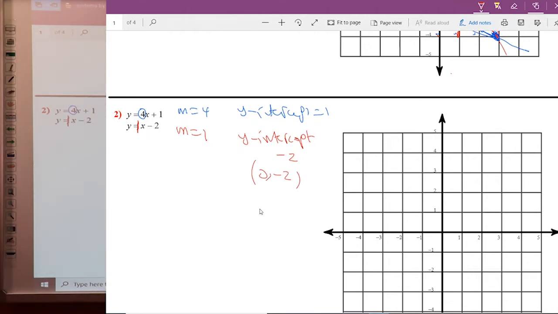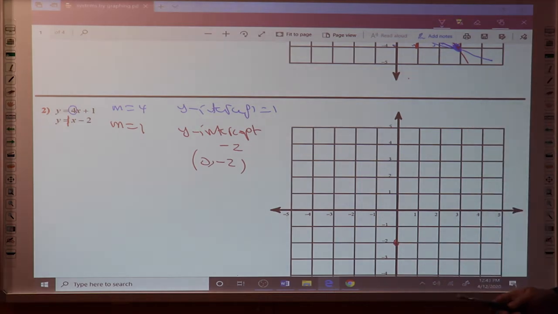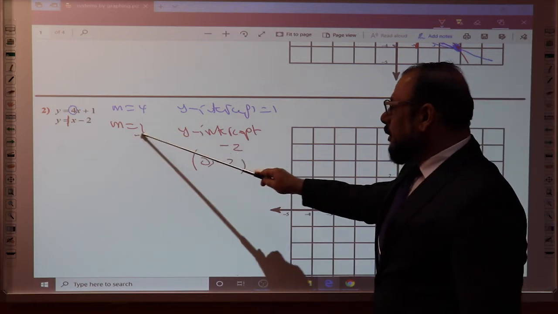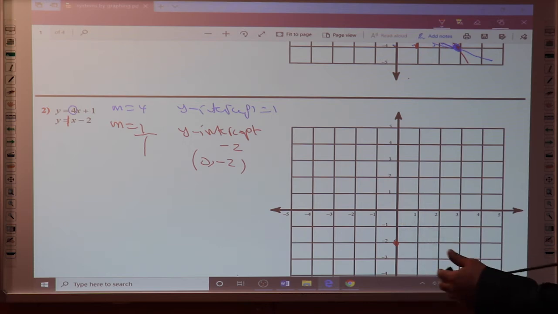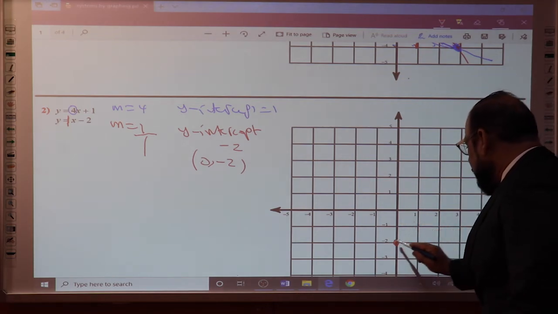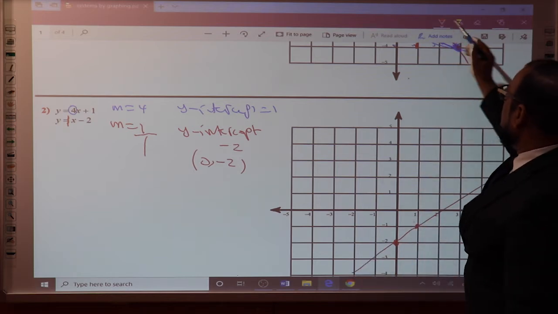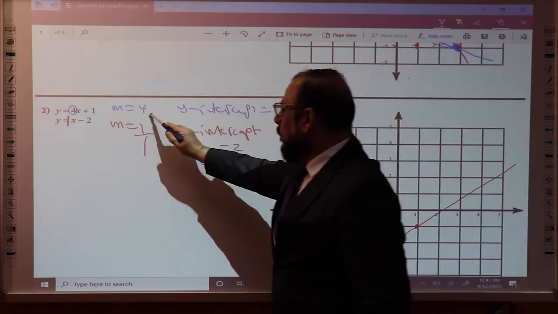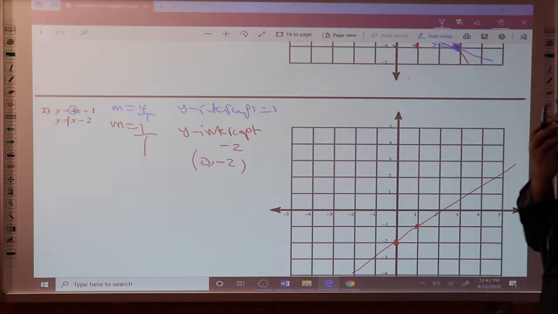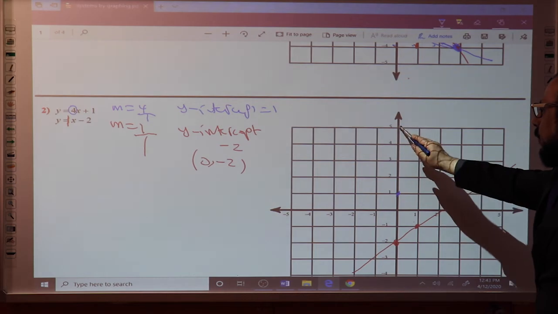Then go to the red. Negative 2 is your starting point. And you go 1 if you have no denominator. Your denominator is 1. Then you go up 1 and to the right 1. We are at this point. Connect these 2 points. Extend your line. And go to the blue. The slope is 4, no denominator. The y-intercept is 1. You go up 1, 2, 3, 4, and 1.